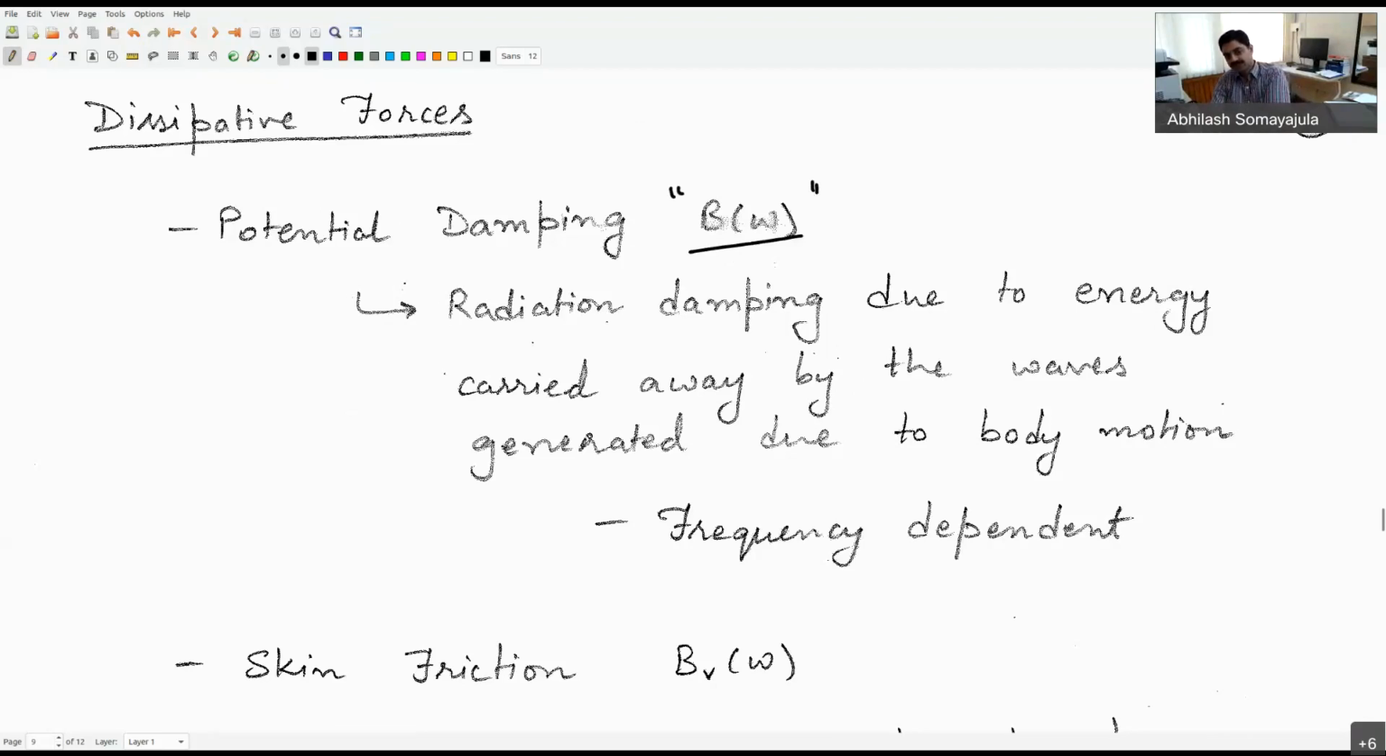Now, this potential damping is considering that the fluid is actually inviscid in nature, which means there's no viscous forces which are coming into play here, and we are primarily only interested in the damping due to the radiated waves taking the energy away from the system. Is everybody with me on this potential damping?